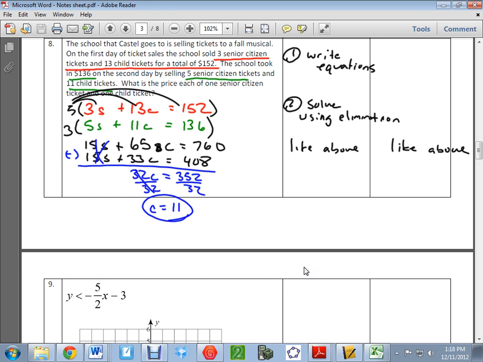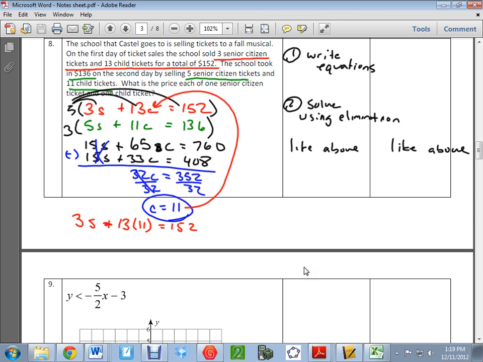Do I just need the price of a child ticket? I also need a senior ticket. How would I figure out the senior ticket? Plug it in. Do you want to do the top or the bottom equation? The top one. All right, so 11 will go in for C into the top equation: 3 times S plus 13 times 11 is equal to 152.